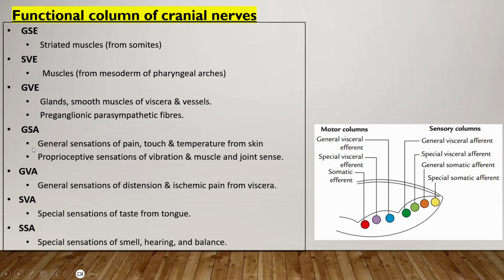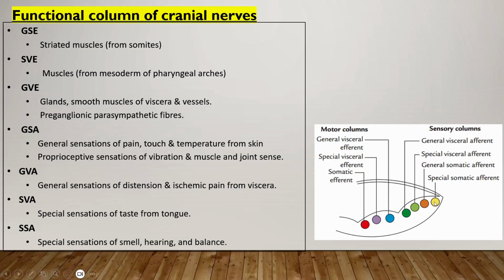If we are seeing here in the alar lamina, so close to the sulcus limitans there will be general visceral afferent, okay, which will be carrying the general sensation of distension and ischemic pain from viscera. Then there will be special visceral afferent which will be carrying the special sensation of taste from the tongue. Then there will be general somatic afferent that will be carrying the general sensation of pain, temperature, touch from skin and proprioceptive sensation of vibration and muscle and joint senses.